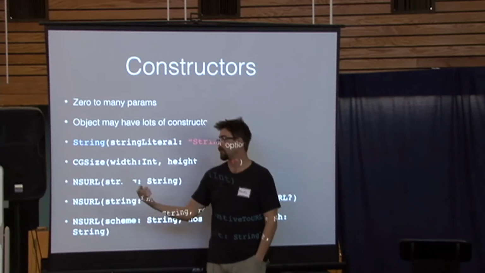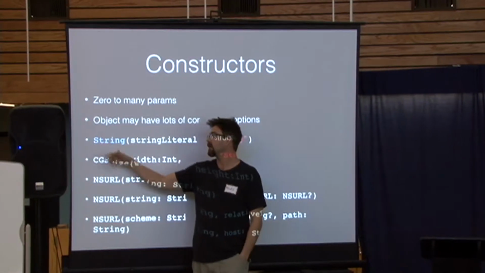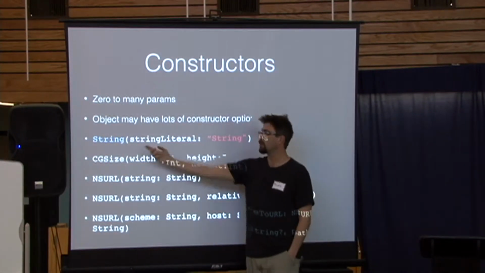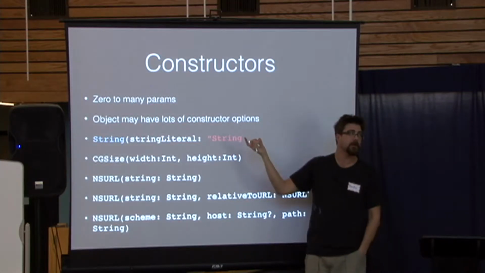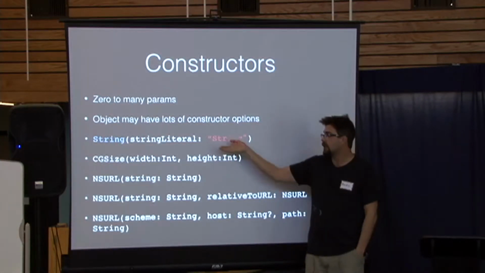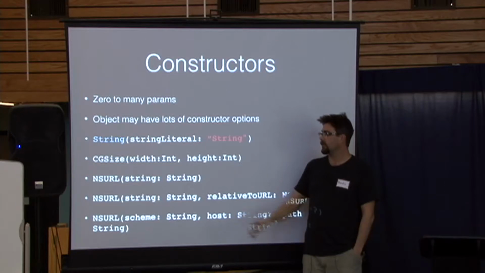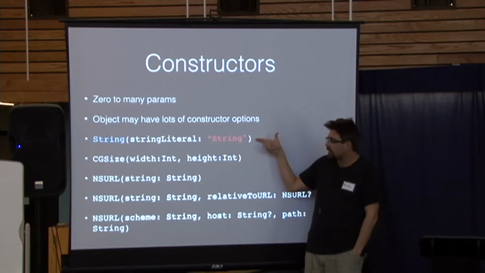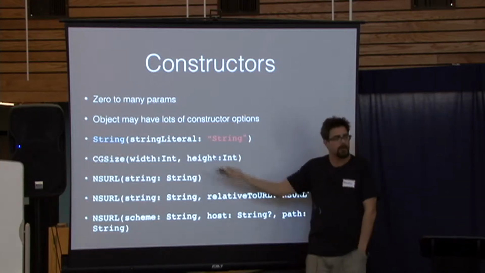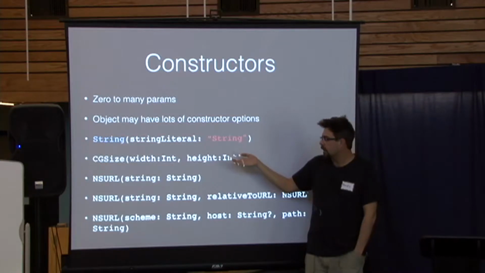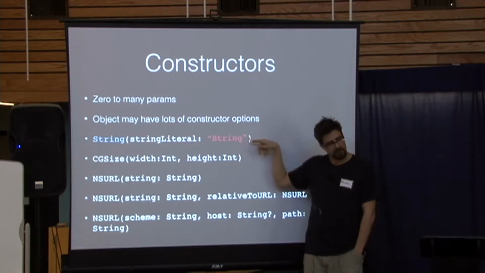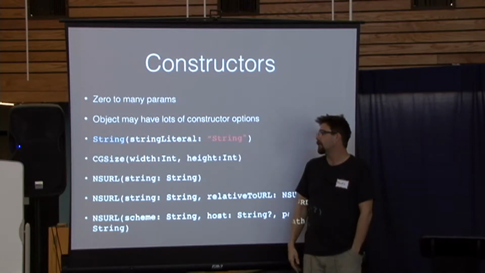Constructors take the form of the class name or the object name, open parenthesis, and then whatever that method requires for you to do it. A lot of constructors do take properties. So in this instance, you could create a string by calling this method. I don't know why you would do this, but you could. And under the hood, this is what's getting called for you. We talked about a size.